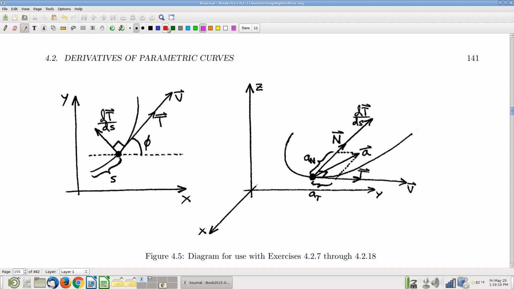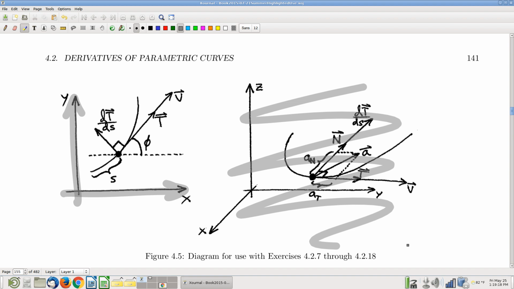Here we are in 2 dimensions. We start in 2 dimensions, the XY plane. So forget about this stuff for the moment. In the XY plane, we have a parametric curve here. And I'm going to ask the question, at this point, what's the curvature of this curve?